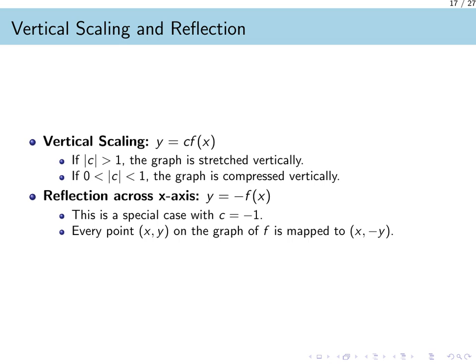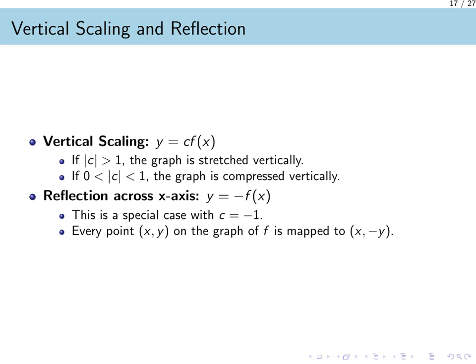Now I will explore how multiplying a function by a constant scales, or resizes, its graph in the vertical direction. This transformation, called vertical scaling, happens when we multiply the entire function f of x by a constant c. If the absolute value of c is greater than 1, every output value of the function gets larger, which stretches the graph vertically away from the x-axis. Conversely, if the absolute value of c is between 0 and 1, the output values get smaller, which compresses the graph vertically toward the x-axis.